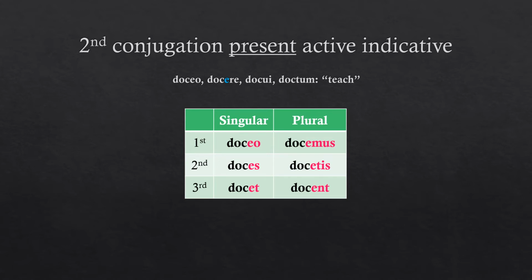These endings look a lot like the third conjugation future active indicative endings, so how can you tell the difference? This is one reason why it is so important to memorize all principal parts of a verb. If you know a verb's principal parts, you'll know its thematic vowel and will be able to identify its tense.